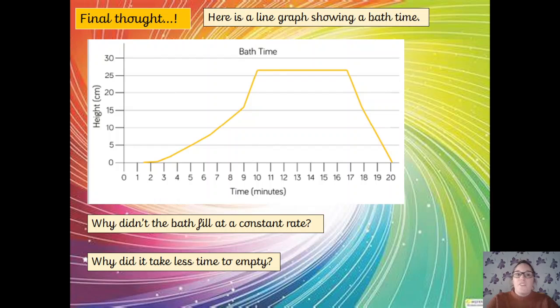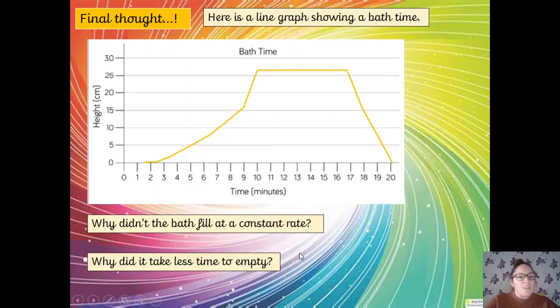Okay, final thought. Here is a line graph showing a bath time. We can see that's a bath time as a title. We've got our Y and our X axis labelled with height in centimetres and time in minutes. We can see that the bath started filling up at around 1.5 minutes. And then it goes up a little bit here, and then up a little bit more, then a bit more. It goes quite slowly, then it goes up a little bit more here.